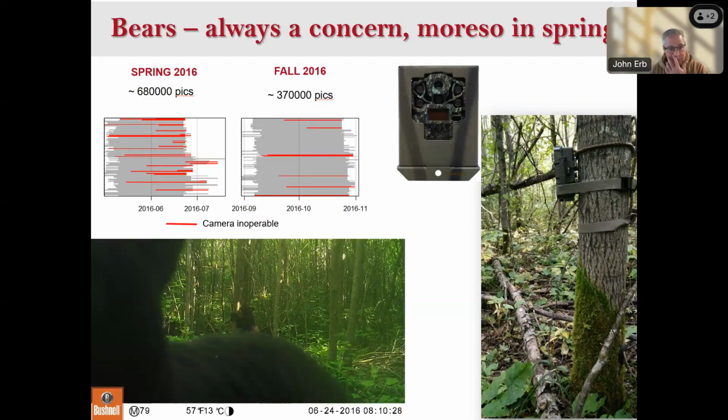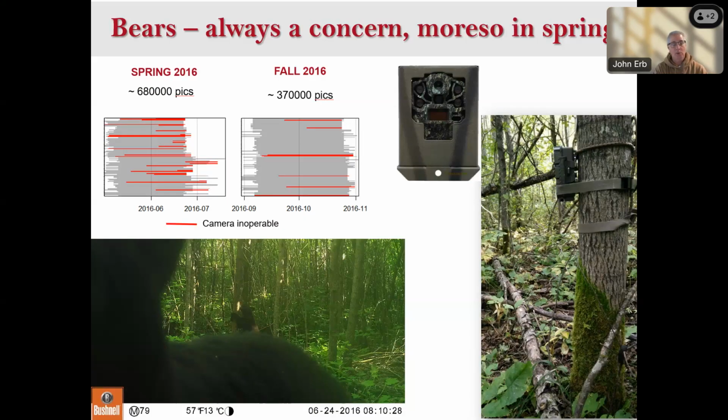Back to bears just for a second. We did a study a few years ago in northern Minnesota looking at a lot of carnivores, with 100 cameras in the spring and in the fall. The cameras were at the same exact spots during the spring and the fall. This graph just shows each of these red or gray horizontal bars as a different camera. There's 100 in each of these graphs. And in the spring, we got 680,000 pictures.